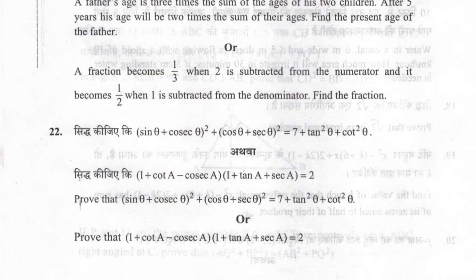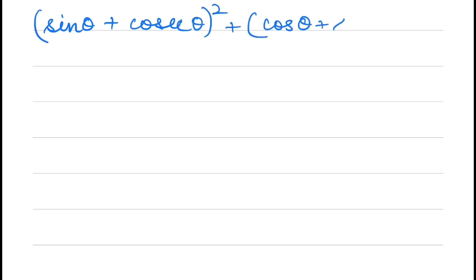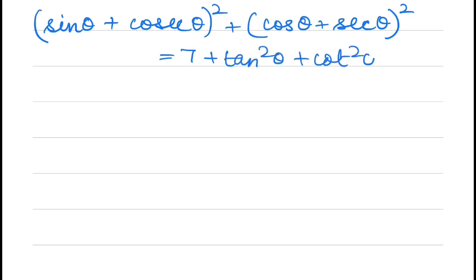In this we have to prove that (sin theta plus cosec theta) whole square plus (cos theta plus sec theta) whole square is equal to 7 plus tan square theta plus cot square theta. In this question, we need to prove that (sin theta plus cosec theta) whole square plus (cos theta plus sec theta) whole square is equal to 7 plus tan square theta plus cot square theta. Now let's start solving the left hand side.